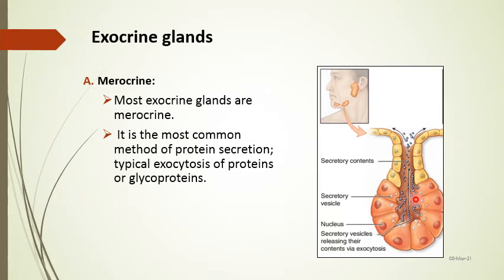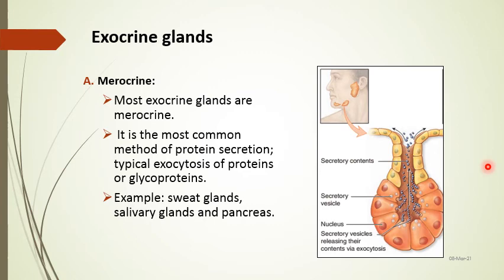زي ما شايفين, this is the secretory portion, the acinus, and this is the duct. At the apical part of the cells, we have the secretory vesicles that release their contents via exocytosis into the lumen and then into the ducts.